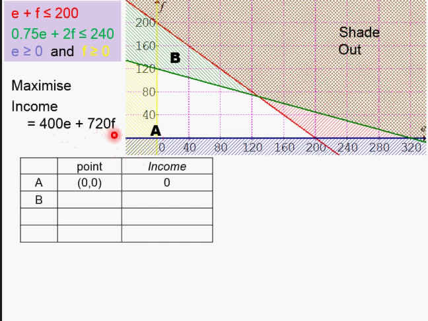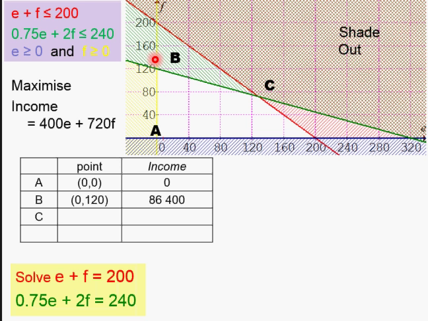Next one, point B. Point B is here. The coordinate for that is 0, 120. We're going to substitute that back into the equation, the maximum income. Your answer is 86,400, and so on. You got C, get the coordinate of C, substitute in the value, and you get your answer. And D, you do the same.